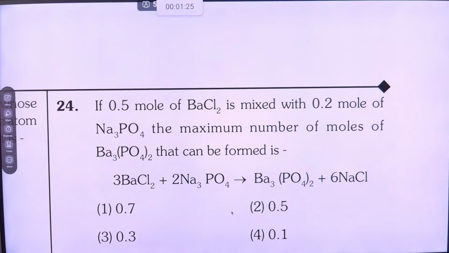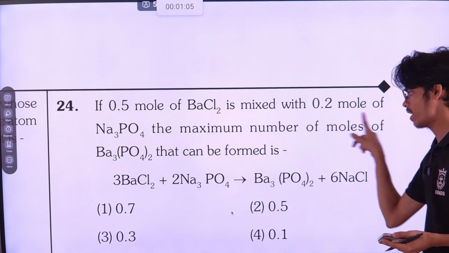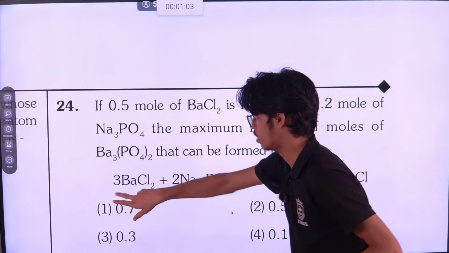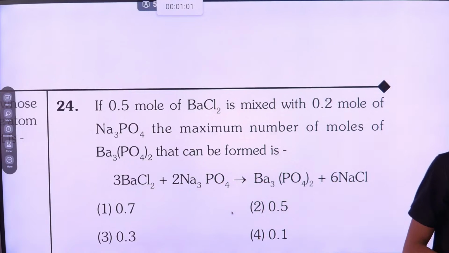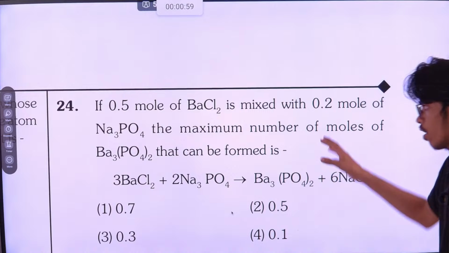0.5 mole of BaCl2 is mixed with 0.2 mole of Na3PO4. The maximum number of moles of Ba3(PO4)2 that can be formed is, it is asking the number of moles. You have to find the limiting reagent. How do you find the limiting reagent? Divide the moles by the coefficient, 3 or 2, whichever is lesser is the limiting reagent, and you have to do the calculation according to that.